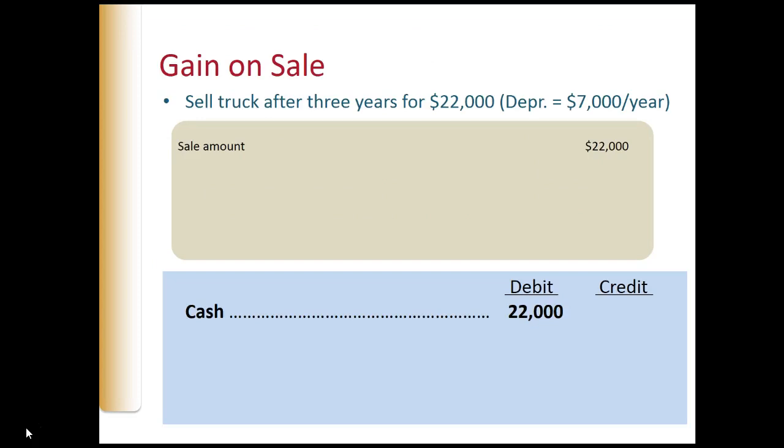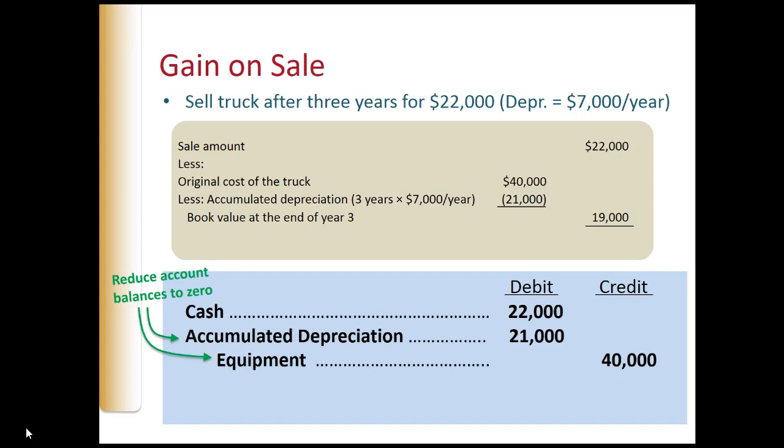If we assume that Little King sells the delivery truck at the end of year 3 for $22,000, we can calculate the gain as $3,000. The gain's equal to the sale amount of $22,000 less the truck's book value of $19,000. So you see how this calculation plays out.